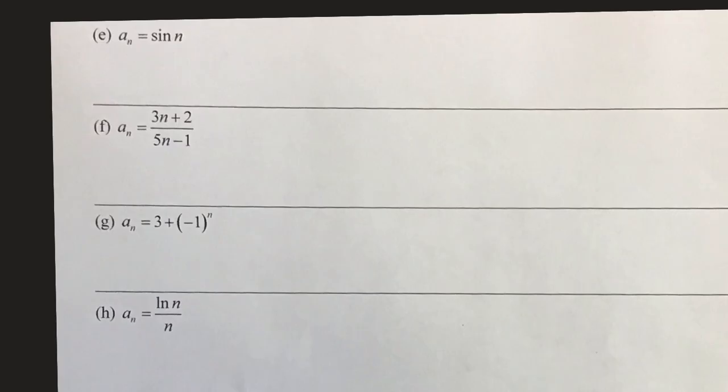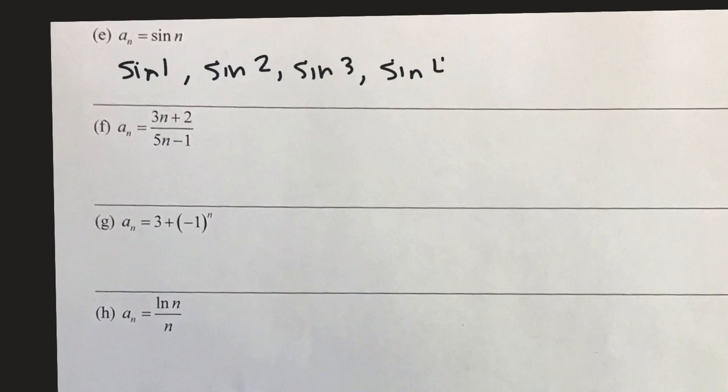So sine of n, that means that's the sine of 1, and then the sine of 2, and then the sine of 3, and the sine of 4, and the sine of 5, right? Now remember, these are radians. We're taking the sine of a radian angle. So the sine of 1 radian, the sine of 2 radians, the sine of 3 radians, the sine of 4 radians.